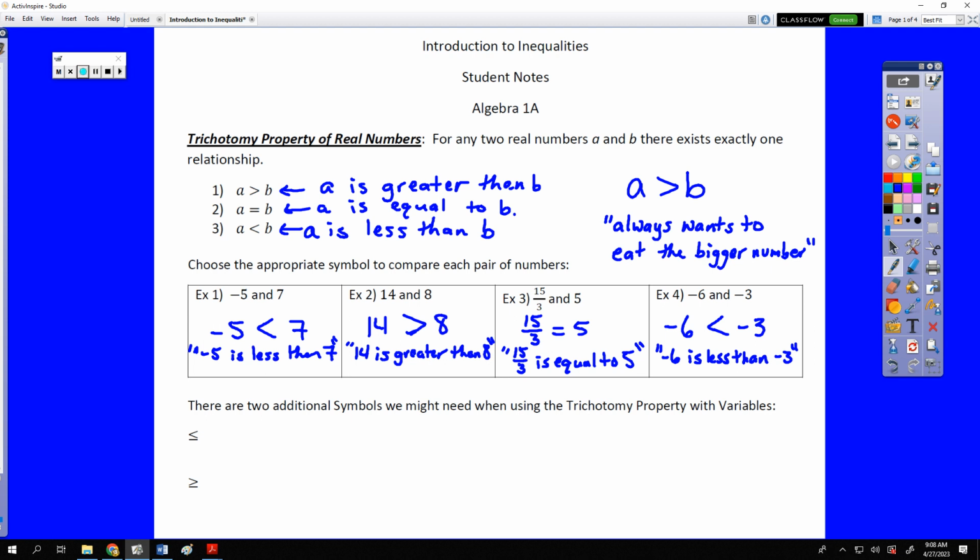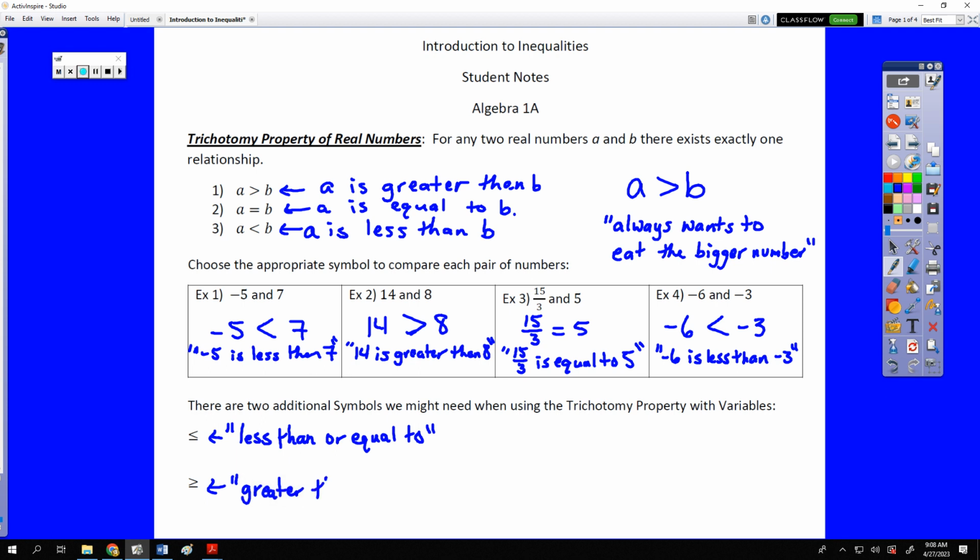Okay? Now, there are two other symbols that we are going to see when we use variables. Those symbols are shown here at the bottom of the page. Does anybody know what that top symbol is? Less than or equal to. This symbol means less than or equal to. Okay, what about the one under it? What does this symbol mean? The bottom one. Greater than or equal to.